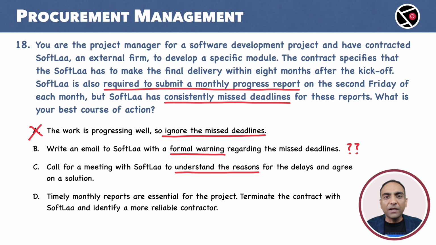A project requires the procurement of a large quantity of raw materials. The selected supplier has offered a significant discount for early payment. However, your project budget constraints make it difficult to pay early. What should you consider before making a decision? Discount for early payment. We all love discounts. But we have a problem here. Budget constraints. What should we do?